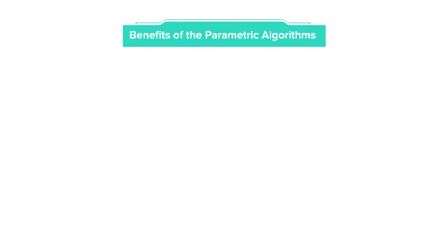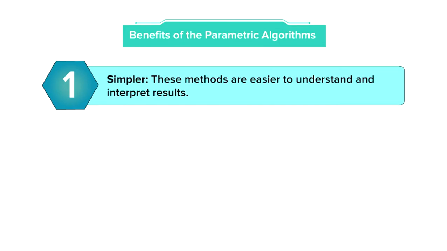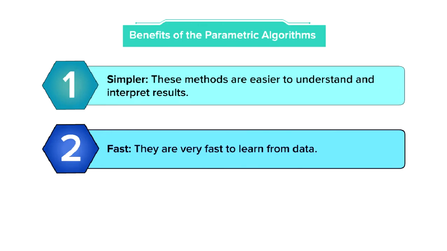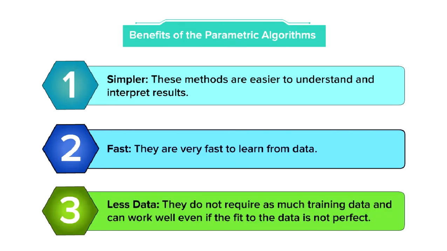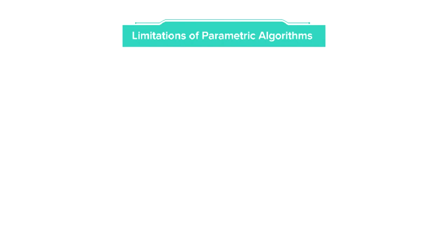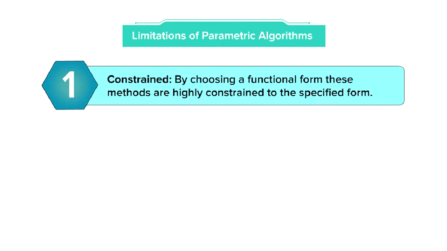But there are some benefits of the parametric algorithms. These methods are easier to understand and interpret results. They are very fast to learn from data. They do not require as much training data and can work well even if the fit to the data is not perfect. The major limitations of parametric algorithms are, by choosing a functional form, these methods are highly constrained to the specified form.